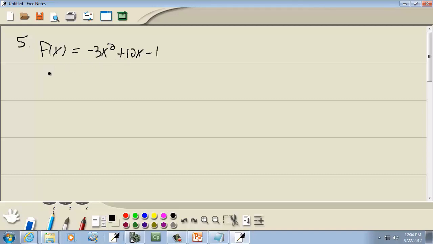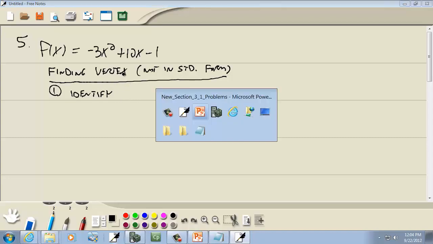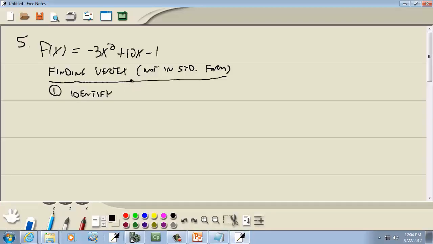So, finding the vertex. And again, this is when it's not in standard form. Our first step is to identify. Now, we don't have to identify all the pieces. Well, I've erased the formula, but we identify a and b. Let me put the formula up here. This is from a page we just did.